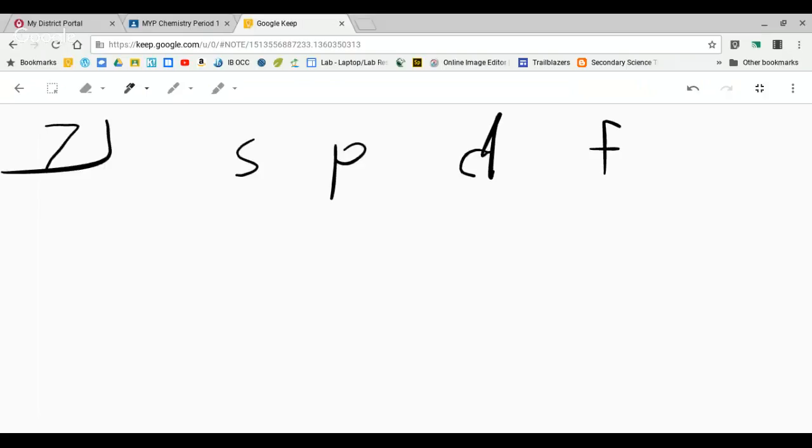There we go. Okay, number 7. All right, it's all about the chart. So I'm just going to go right to drawing the chart. So we have S, P, D, F. This represents all the electron orbitals. S holds 2 electrons, P is 6, D is 10, F is 14.